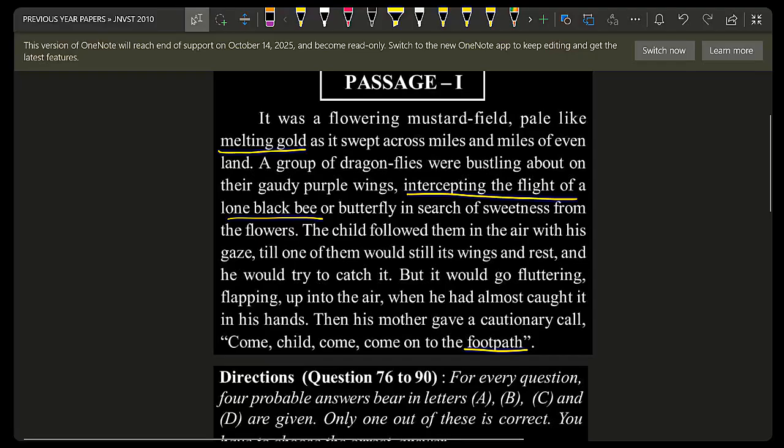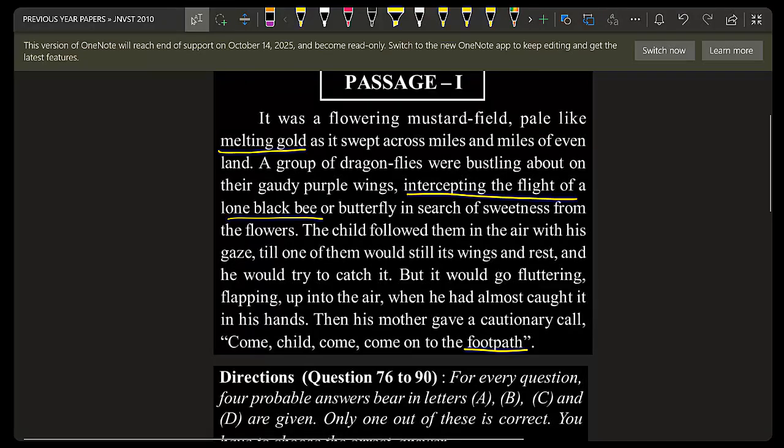Rutvik. Sir, miles means? Mile is a distance unit, like kilometer. 1 mile is approximately 1.6 kilometers.